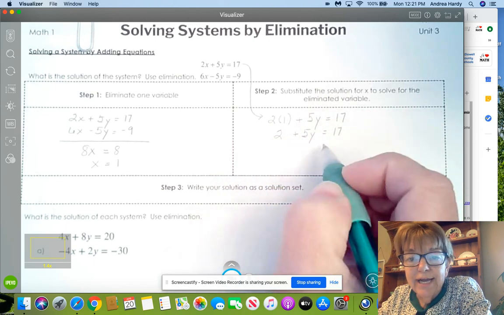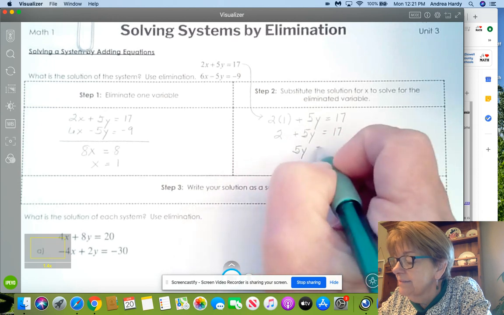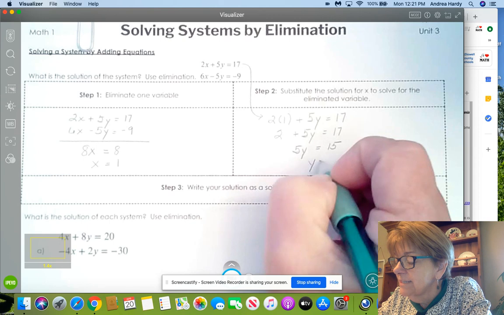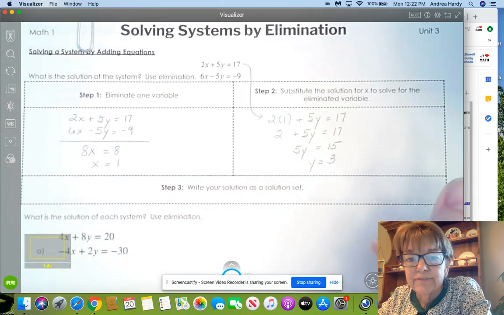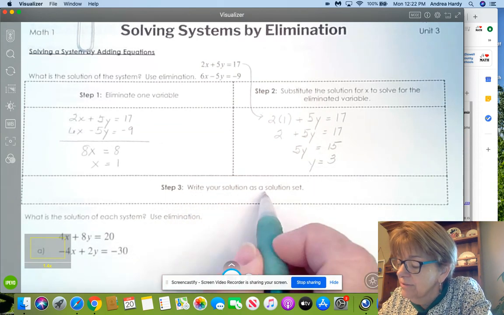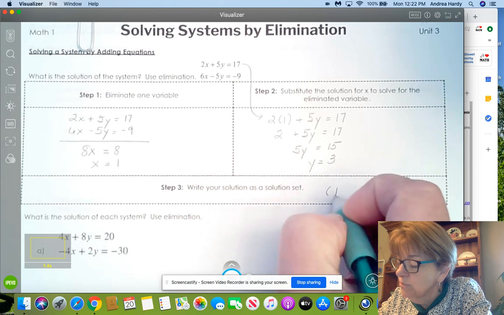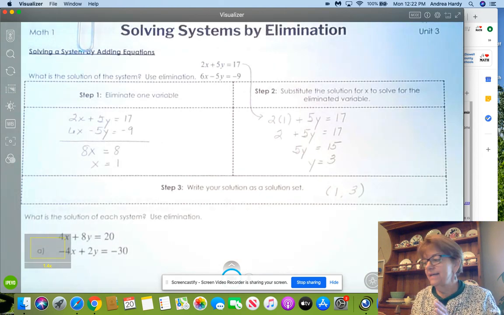I'm going to subtract 2 from both sides. 5y is equal to 15. And then divide both sides by 5. y is equal to 3, because 15 divided by 5 is 3. The last step, write your solution as a solution set. My x value is 1, my y value is 3. And I'm done.